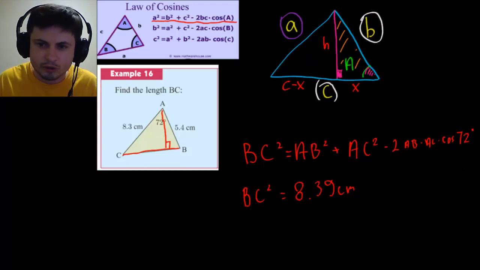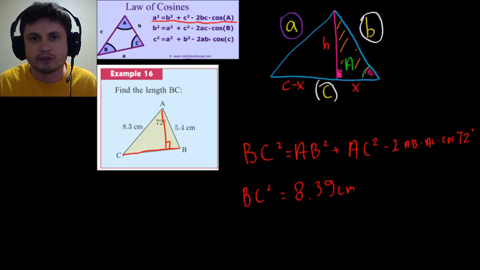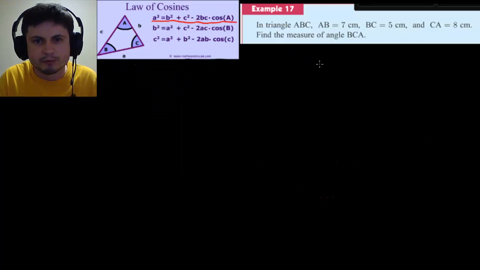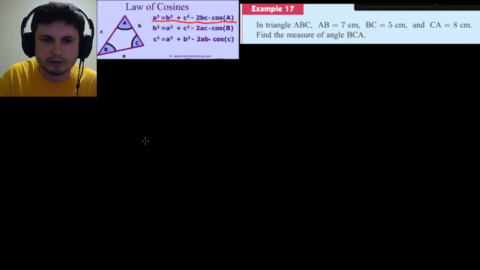Now, sometimes, however, you'll have a slightly different question, which will ask you to find the angle if all three sides are given to you. So imagine a triangle where three sides are given and you have to find an angle. Here's the example for this type of problem. This is example 17, right on the next page. Here we have a triangle ABC. So let's just draw it really quickly. Triangle ABC.